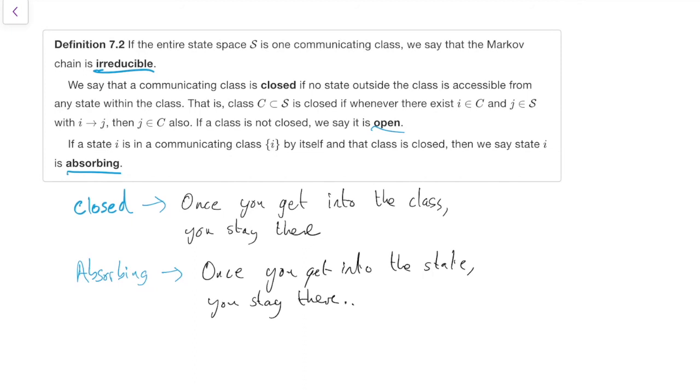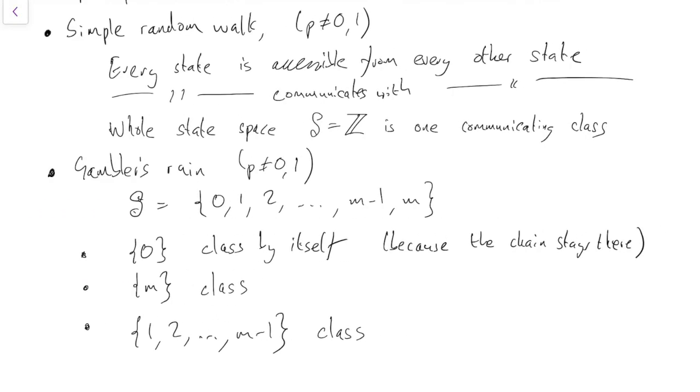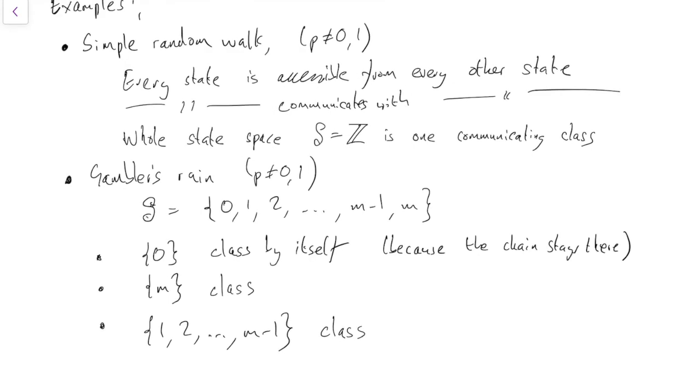Okay, let's go back to the examples we were just looking at and see if we can spot any irreducible, closed, open classes or absorbing states. So where were we? Started with the simple random walk over here, didn't we? And we said that the whole state space is one communicating class. So that's irreducible, right? Irreducible if the whole state space is one communicating class. And obviously if there's only one communicating class, once we get into the class we don't leave it. So that communicating class is also closed, irreducible, and by necessity closed.